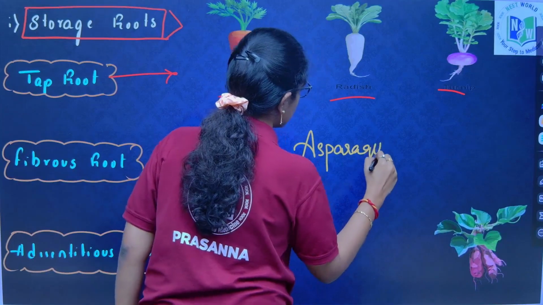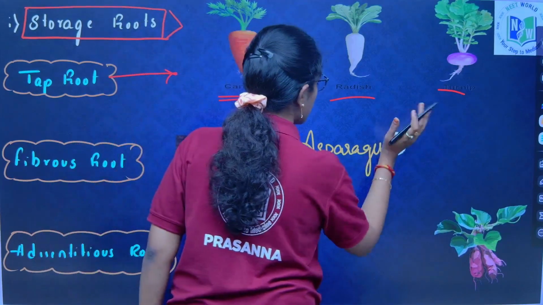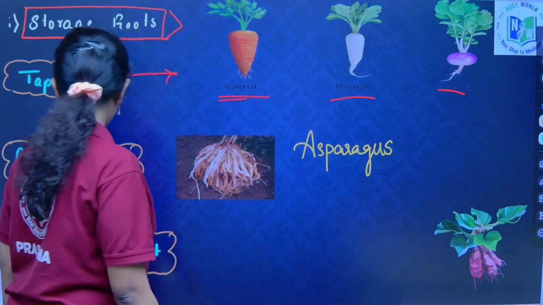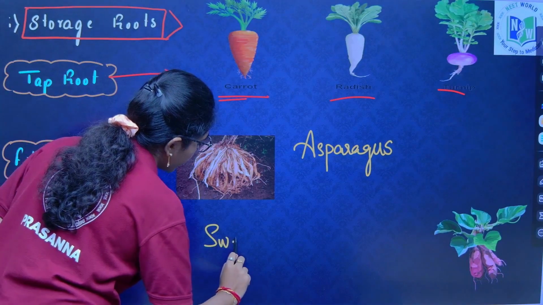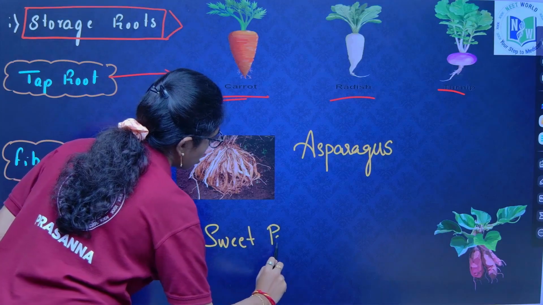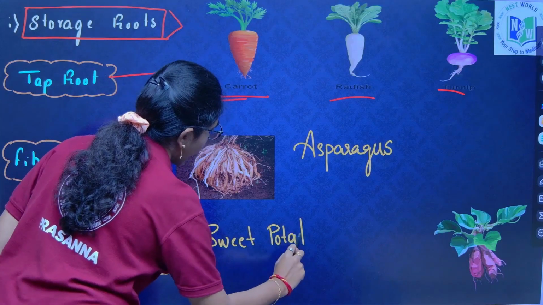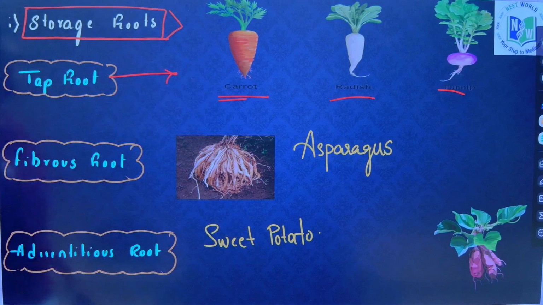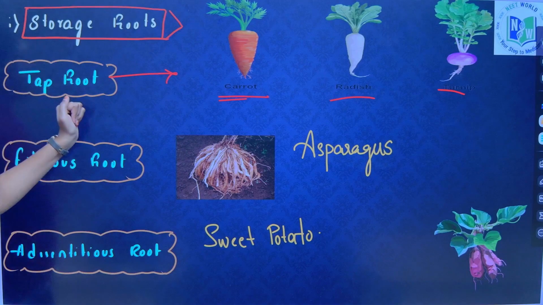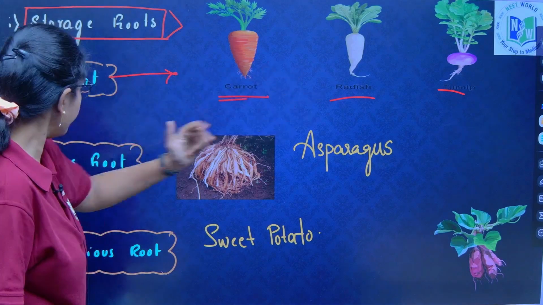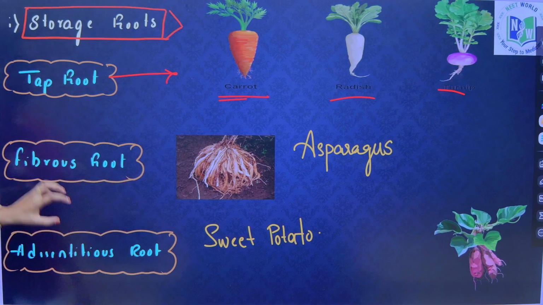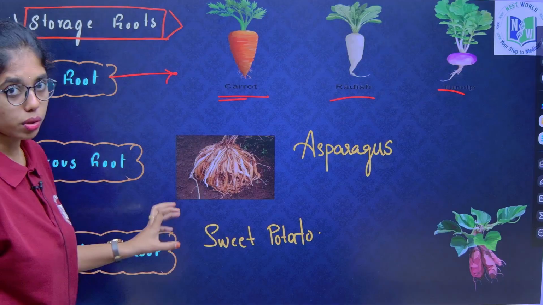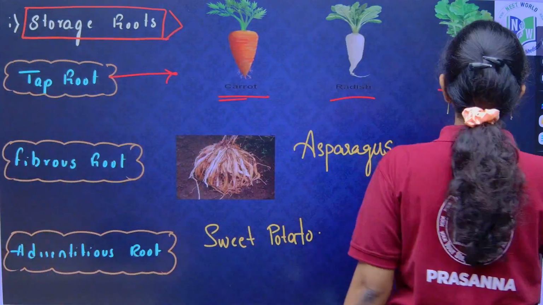Asparagus is the best example for fibrous root system. And if you see adventitious root system, sweet potato, Ipomoea batatas, is the best example for adventitious storage root. So, the taproot storage root examples include carrot, radish, turnip. Fibrous root storage root modification includes asparagus. Adventitious root storage root modification includes sweet potato.